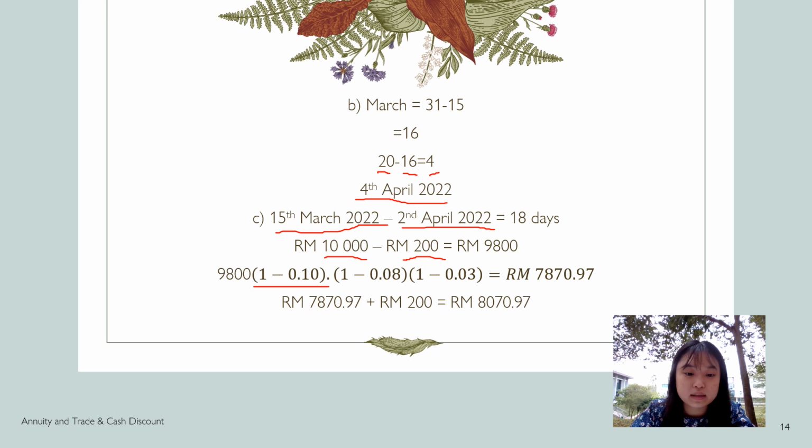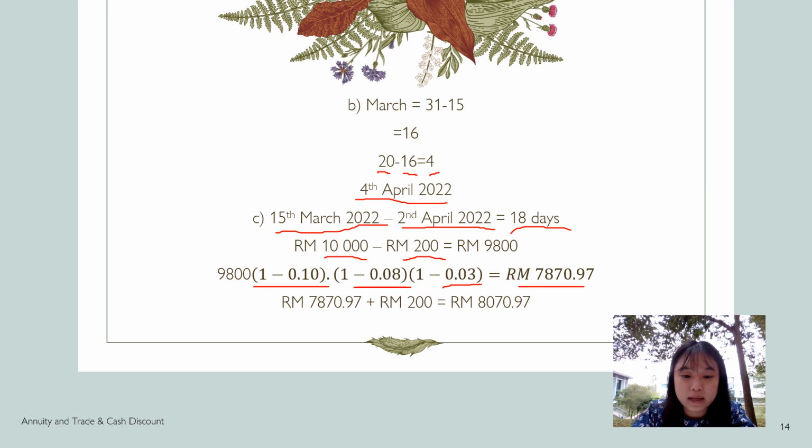So the 9,800 we will times with bracket 1 minus 0.10 bracket, and then times with bracket 1 minus 0.08 bracket, and then bracket 1 minus 0.03. The 0.10 and 0.08 are from the percentages in the question. The 0.03 is from the 3%, because it is not more than 20 days, so we can still get the 3% discount. When we multiply together, we get 7,870.97.